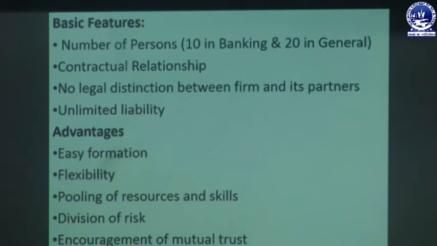There are basic features, number of persons. In a partnership business, the business is started by two or more persons, but in case of a banking business, the maximum number is 10, and in case of a general other business, it is 20.